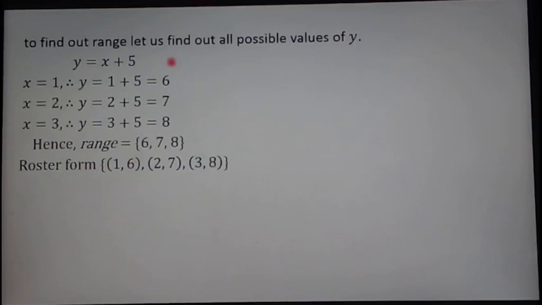To find the range, let us find all possible values of y. y equals x plus 5. If x equals 1, then y equals 6; x equals 2, then y equals 7; x equals 3, then y equals 8. Hence range equals {6, 7, 8}. And in roster form the answer is the ordered pairs (1, 6), (2, 7), (3, 8). We write it in set notation, so it is called the roster form answer.